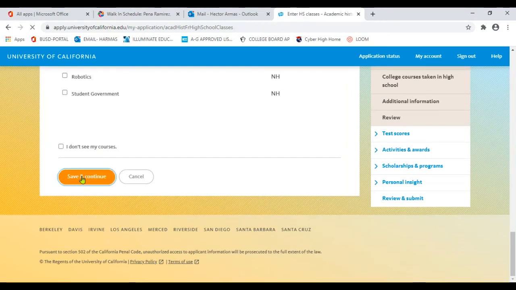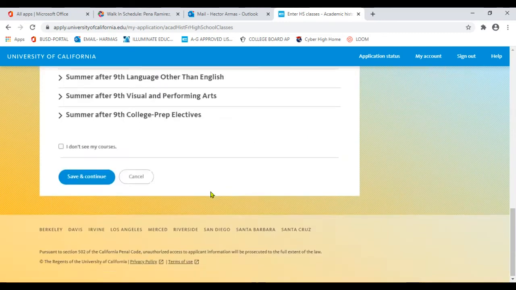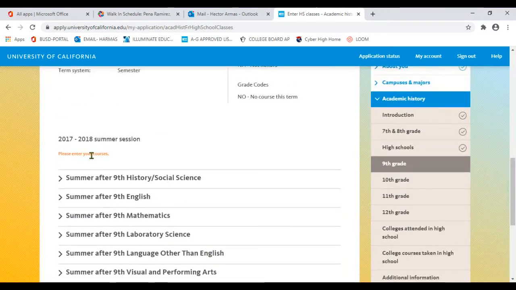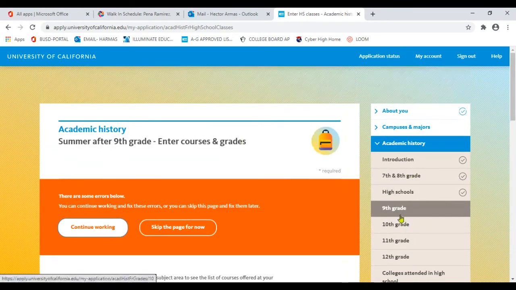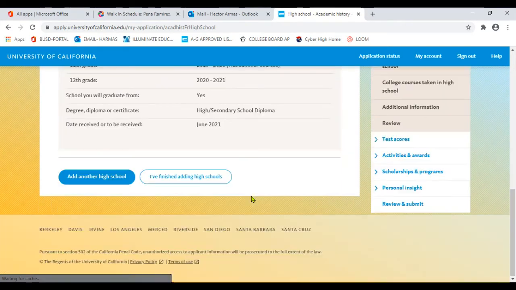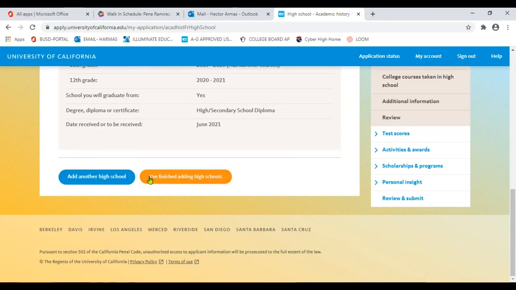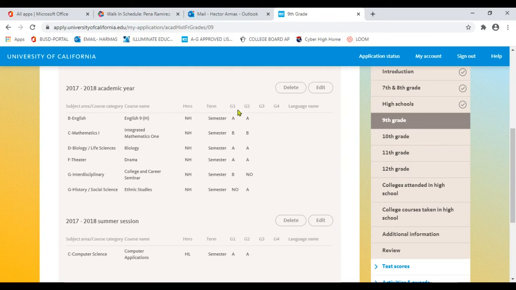Okay, so let me see here. So continue, okay, there's an error here somewhere. Please enter your courses. So I'm going to go back to where it says high schools. Let me see if it takes me to high schools. Okay, skip. I'm going to say I finished adding my high schools, and then it takes me to the summary. Okay, oh, here it is.